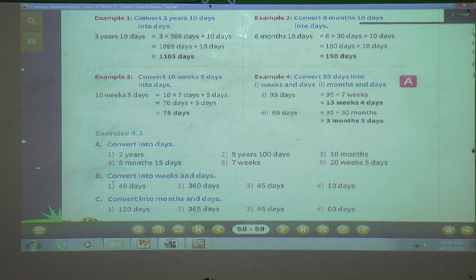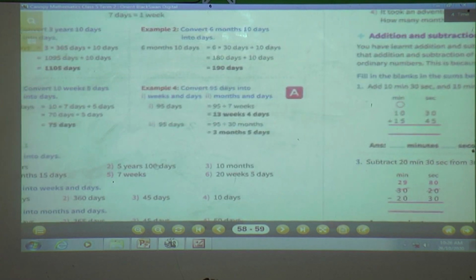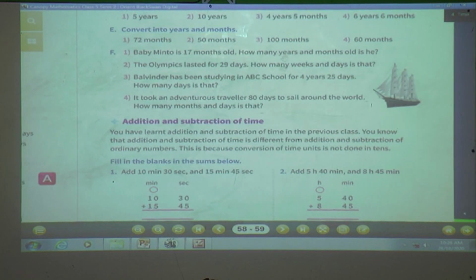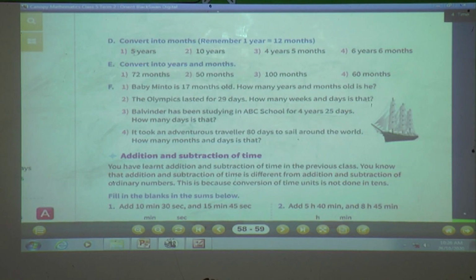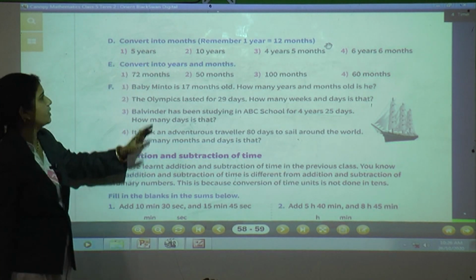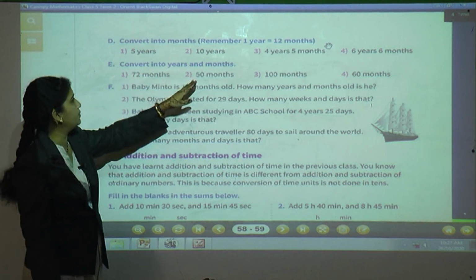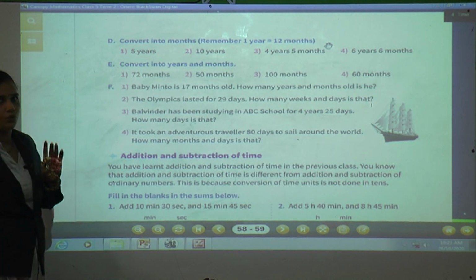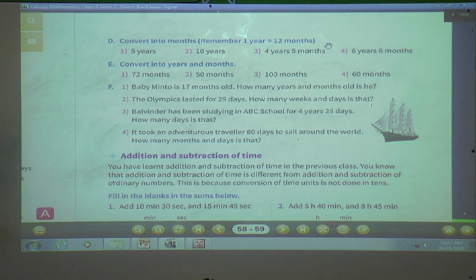Now here on the next page, see, convert into months. So 5 multiplied by 12. You know that 1 year is equal to 12 months, so just multiply it by 12. Here convert into years and months. Here divide it by 12 because 1 year is equal to 12 months. And here are some story sums.